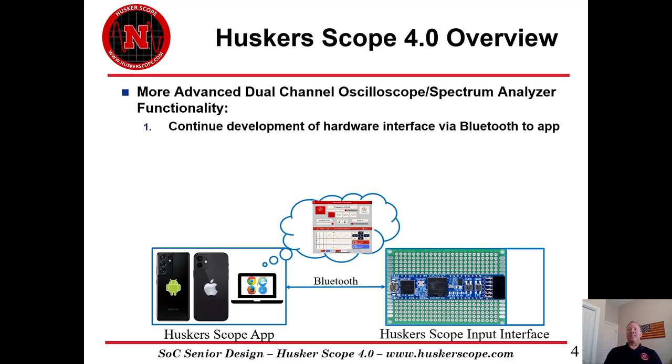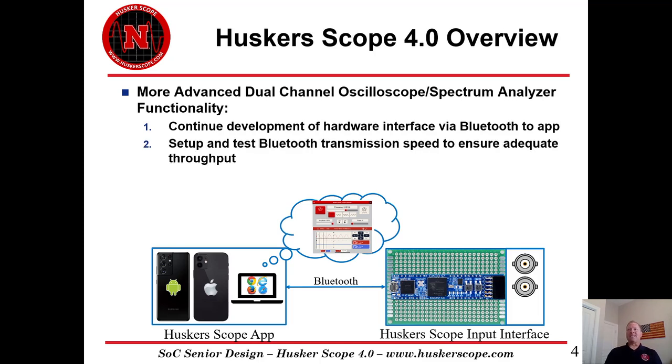We're going to be doing this by continuing development of our hardware interface, using multiplexing to digitally merge and transmit the two channels of the oscope and spectrum analyzer to the app via Bluetooth. We're also going to be setting up and testing Bluetooth transmission speeds to ensure we have adequate throughput. Otherwise, we may need to research and consider a Wi-Fi interface to increase that throughput.